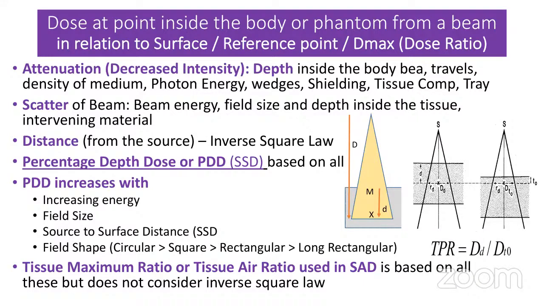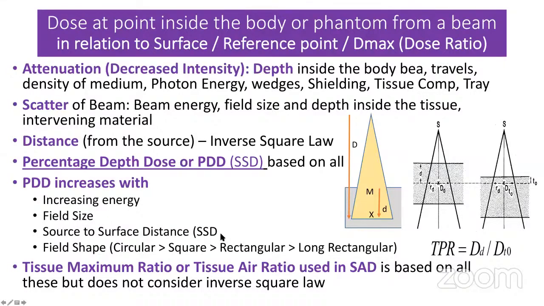Increasing field size. Why does it increase with field size? Because with the larger field size, there will be more scatter which will reach there. That's why it increases with field size. But of course, the effect is not as prominent. The most important factor there is energy. So energy is the predominant factor, and after that, it's field size.